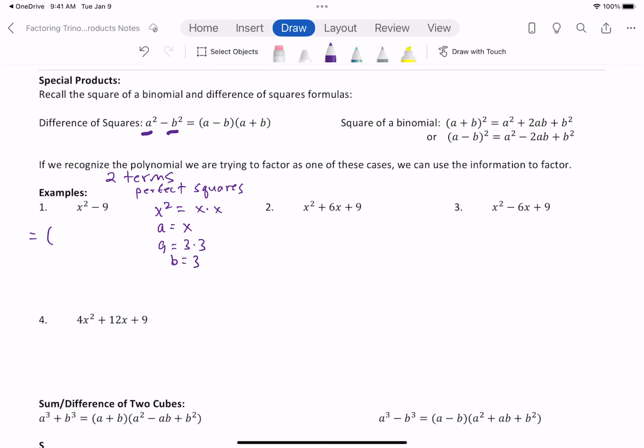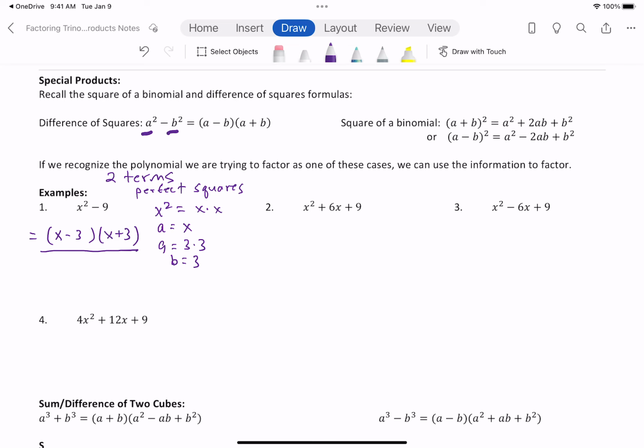So if we just want to fill in the formula, it's a minus b, where a is x and b is 3, and a plus b, x plus 3. So this is the factorization. And again, note, if you multiply that binomial times that binomial, you are going to get x squared minus 9, the original problem, back.